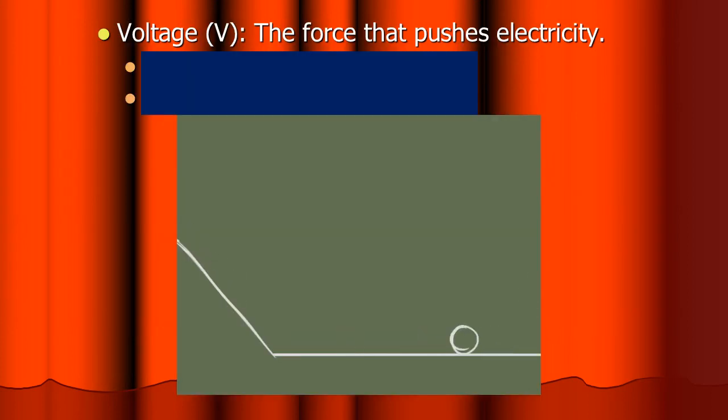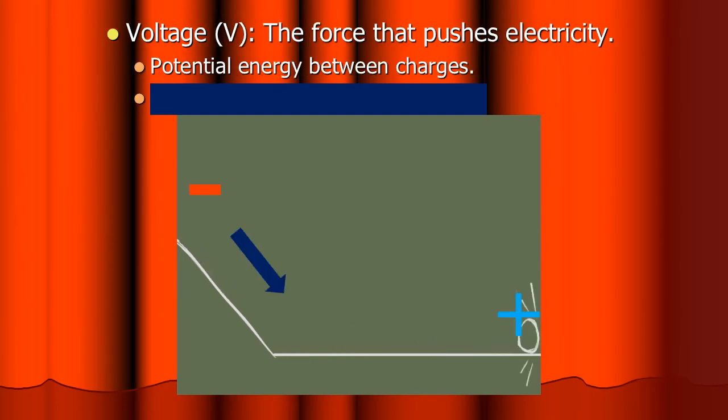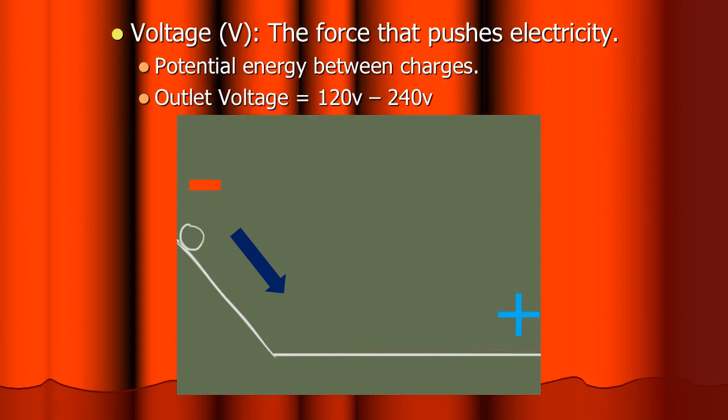All right, voltage. This is our next one. Voltage is sort of the force that pushes the electricity. It's like how strong that battery is, how hard it's pushing and pulling on those electrons. You can think of it like the steepness of a hill or something like that. This is kind of a potential energy. It's how much negative charge you have on one side and how much positive charge you have on the other side. So it's how strongly those electrons are being forced through that wire.